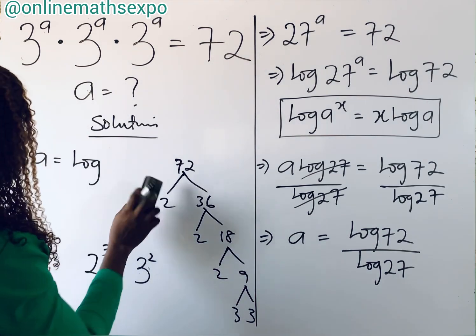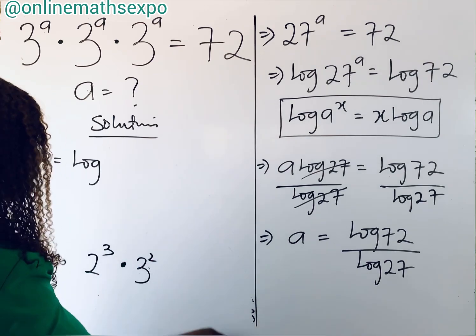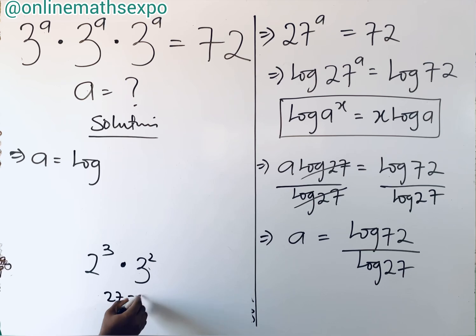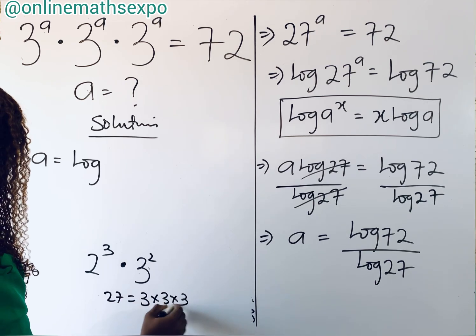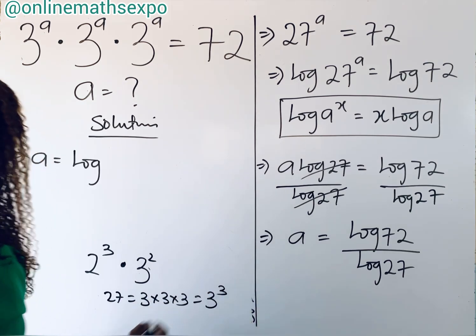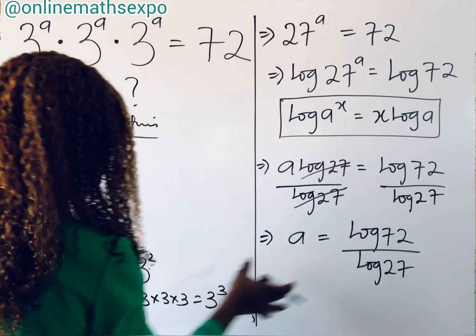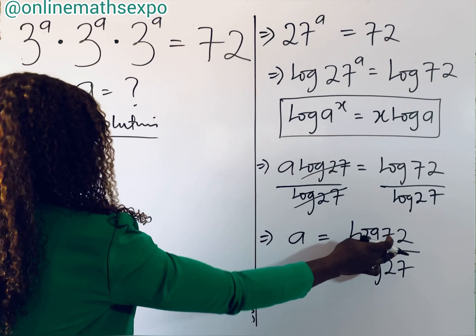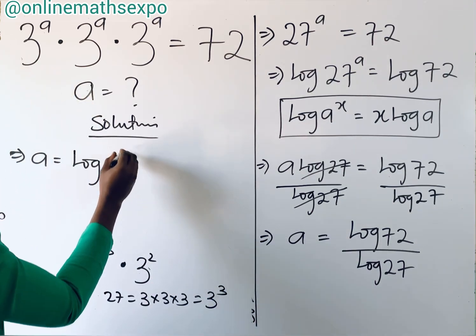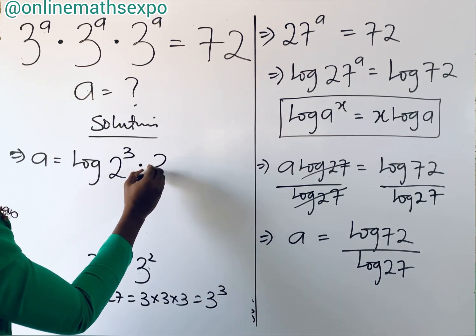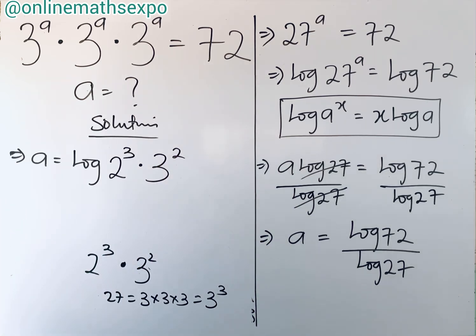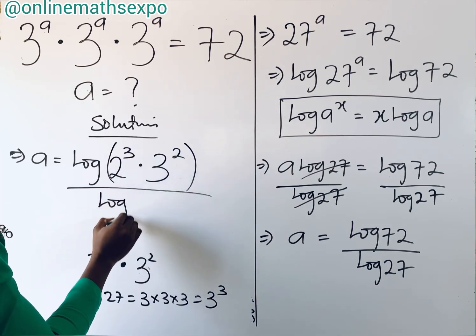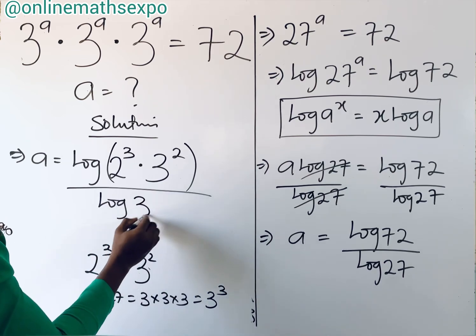Now, what if we have 27? We know too well that 27 is 3 multiplied 3 times, which is 3 to the power of 3. So we are going to substitute these values in this. So we have log of 72 will give us 2 to the power of 3 multiplied by 3 to the power of 2. Interesting. And this will be divided by log of 27, which is 3 to the power of 3.